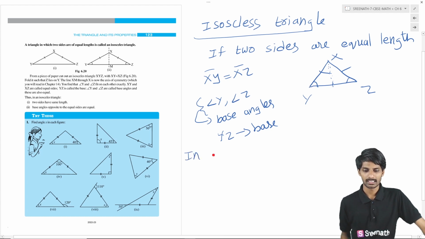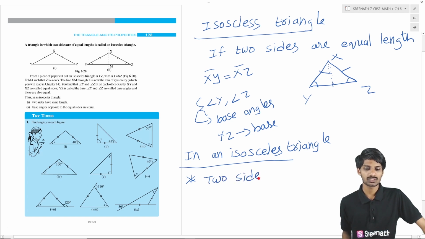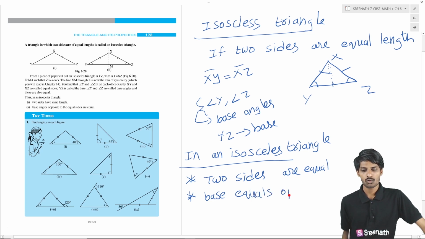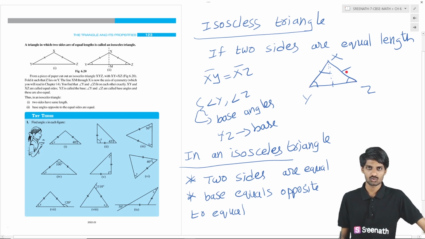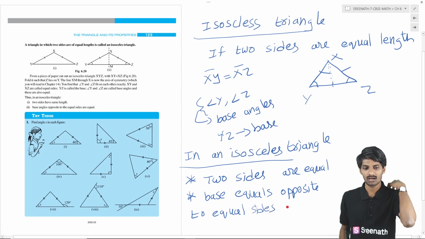So in an isosceles triangle, what are the things you have to remember, students? The first thing is that two sides are equal, which means two sides have equal length, students. And one more thing you have to remember is the base angles. Here we have discussed two base angles, no? Base angles are opposite to what, students? Opposite to the equal sides. Here, this is the equal side and this is the equal side. What is opposite to these two sides? This is the side, so this is the base. And these are the base angles, which are opposite to these two sides. Those base angles are equal. Base angles opposite to equal sides are equal, students.